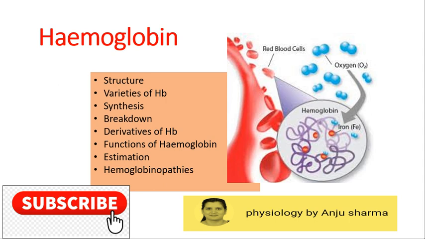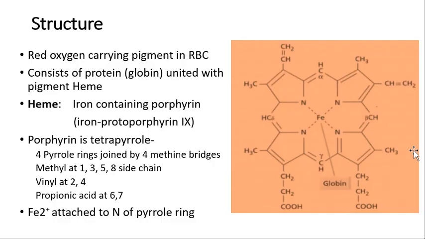Hello everyone. Today we are going to learn about hemoglobin. So in this video we'll be talking about the structural aspects of hemoglobin, different varieties of hemoglobin, how it's synthesized, what is the fate of hemoglobin, different derivatives of hemoglobin in blood, and estimation, function, and some abnormal aspects. So let's get started, starting with the structure of hemoglobin.